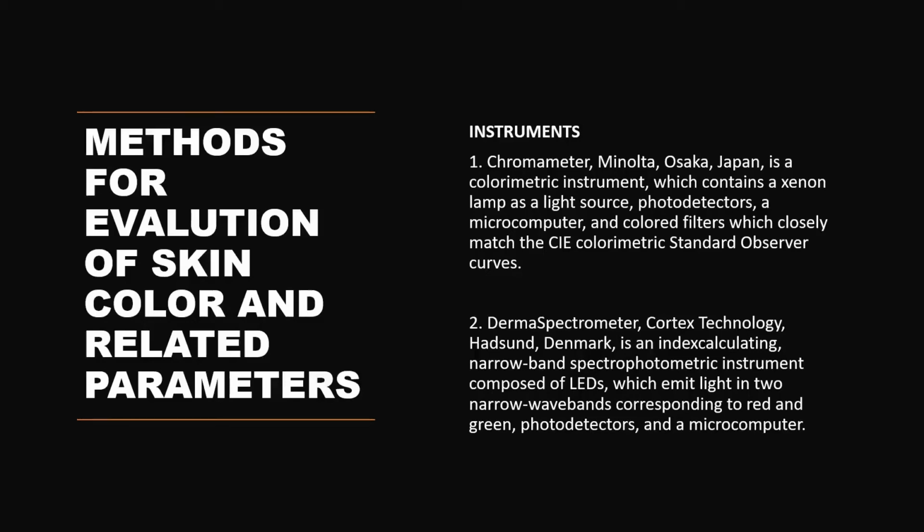And the second instrument is a dermaspectrometer from Cortex Technology, which is an index calculating narrow band spectrophotometric instrument composed of LEDs which emit light in two narrow wavelengths corresponding to red and green, photodetectors, and a microcomputer. So three things are very important. First is the light source, second is the wavelength of the light which is being applied, maybe a combination of different light like red and green, and photodetectors and microcomputers.